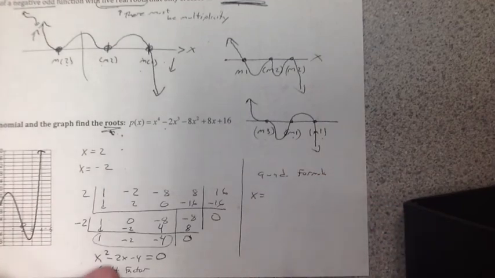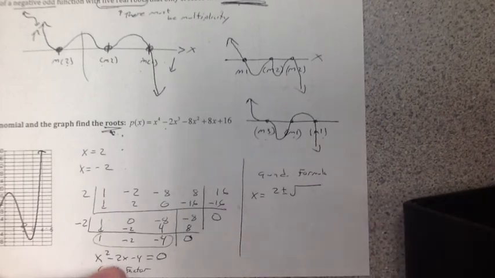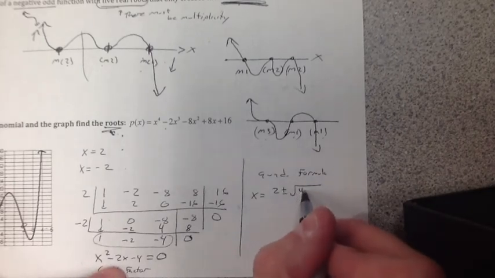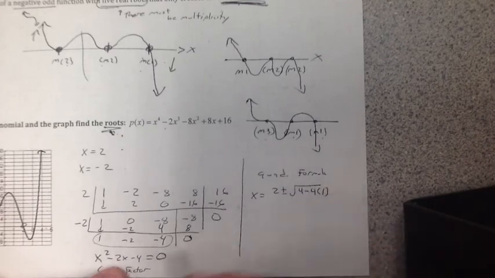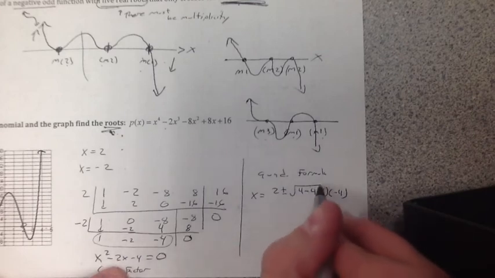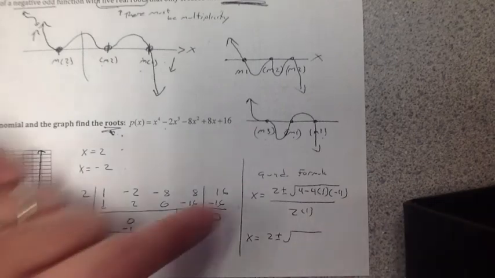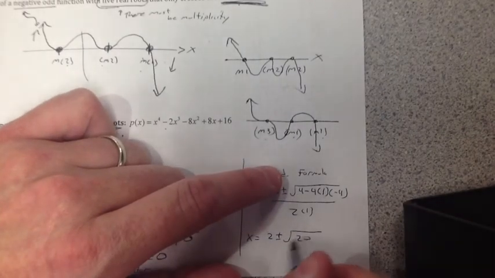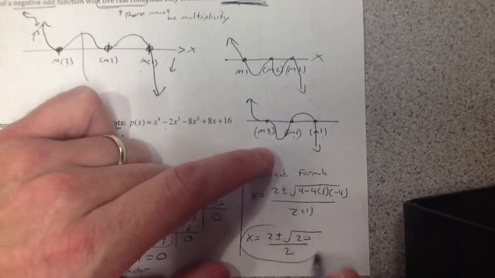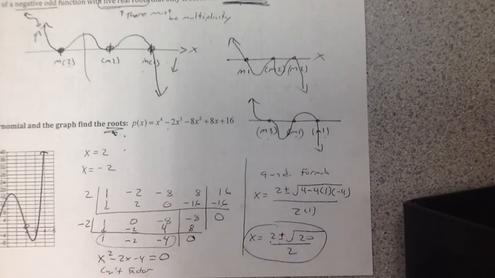X equals -b plus or minus the square root of -2 squared becomes 4 minus 4ac, with a being 1 and c being -4, all over 2 times 1. We get x equals 2 plus or minus the square root of, this becomes 4 plus 16, which is the square root of 20, over 2. And those are both our answers, the 2 plus or minus.